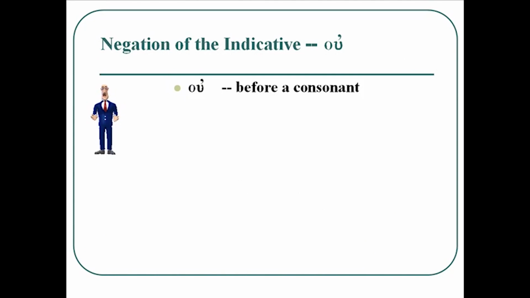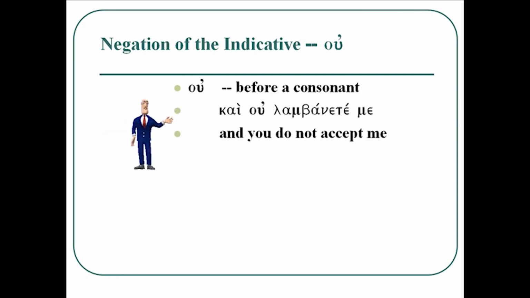How do you say no in Greek? This is the negation of the indicative mood. The form before a consonant is ou. So, for example, it's kai ou lambanete me. And you do not accept me.